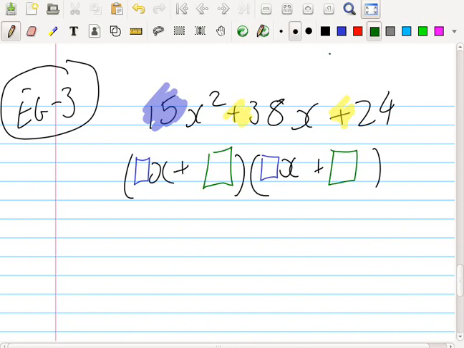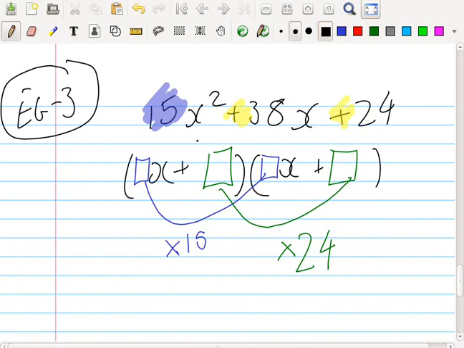Well, what you need is the two numbers in the front must multiply to make 15. The two numbers at the back must multiply to make 24. And then what you can do is you can say the outer piece plus the inner piece, that must make 38. So let me put some numbers in. They'll be the wrong numbers, but I'll just show you how this works. So don't write these numbers in. I'll just leave them blank, okay?